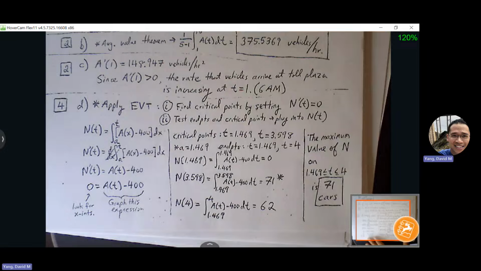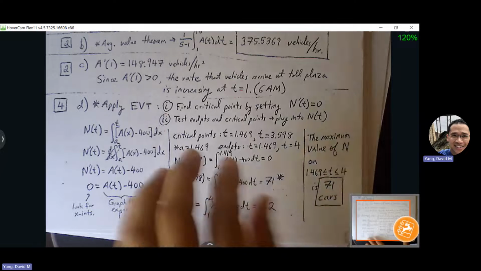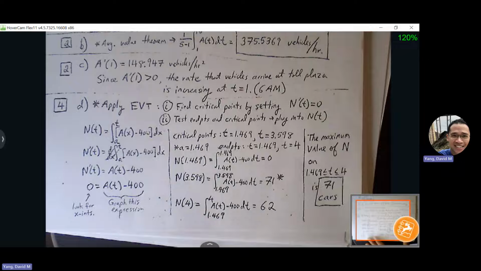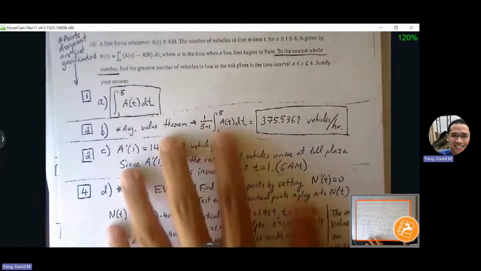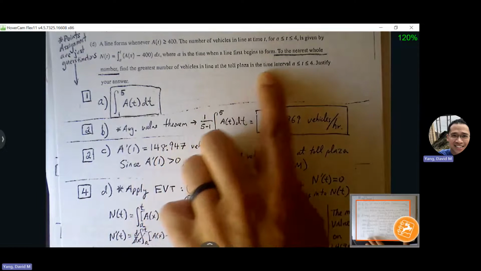Let me just talk through part D here. A line forms whenever A of t is greater than or equal to 400. The number of vehicles between A and 4 is given by N of t. N of t is the integral of A of x minus 400, where A is the time when the line begins to form. To the nearest whole number, find the greatest number of vehicles in line at the toll plaza.